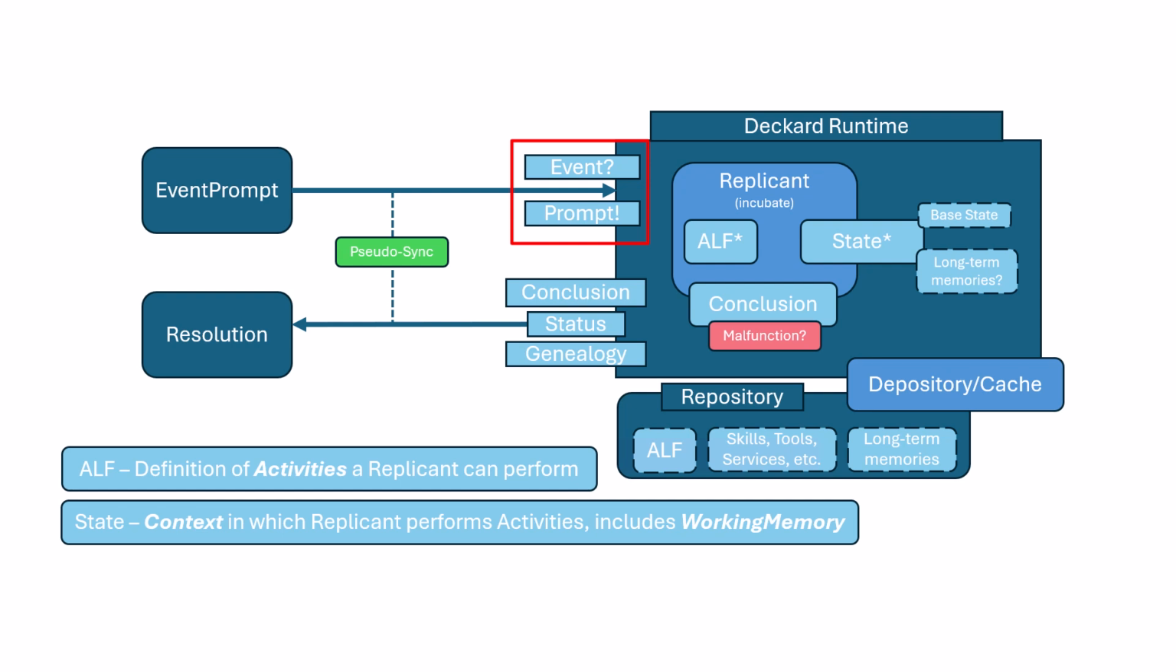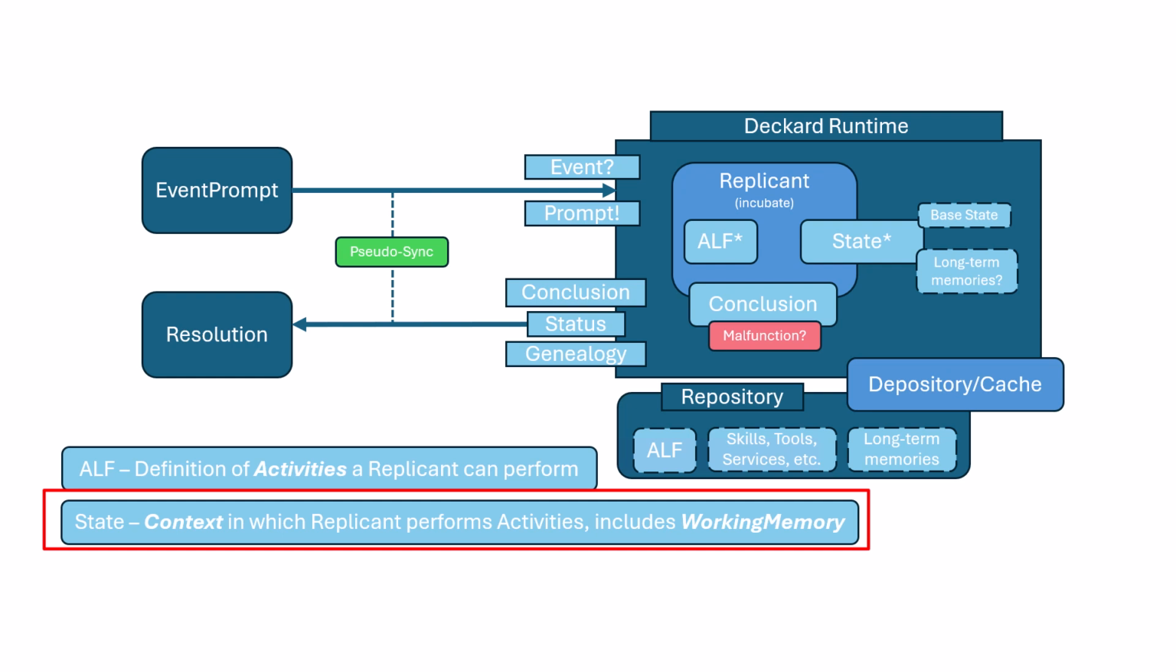The runtime splits out that information, and from that, what we call it incubates a replicant. A replicant is made up of an ALF definition, and we see the ALF definition is a definition of activities a replicant can perform, and it also has a state, which is the context of which the replicant performs activities and includes what we call working memory. You can see the state actually is sort of part of the replicant and actually part of the runtime.